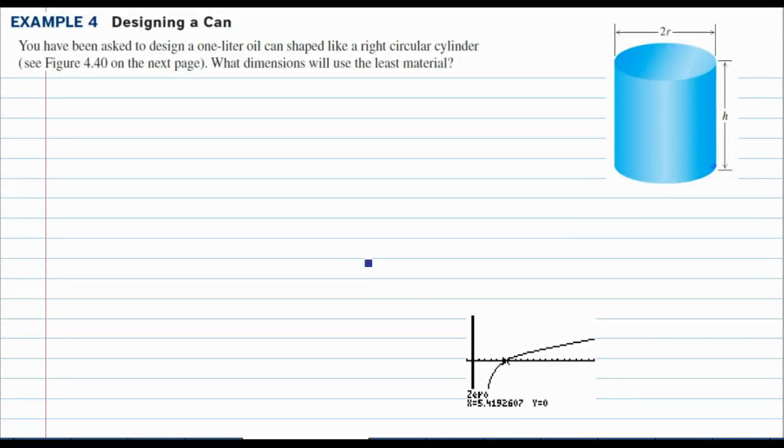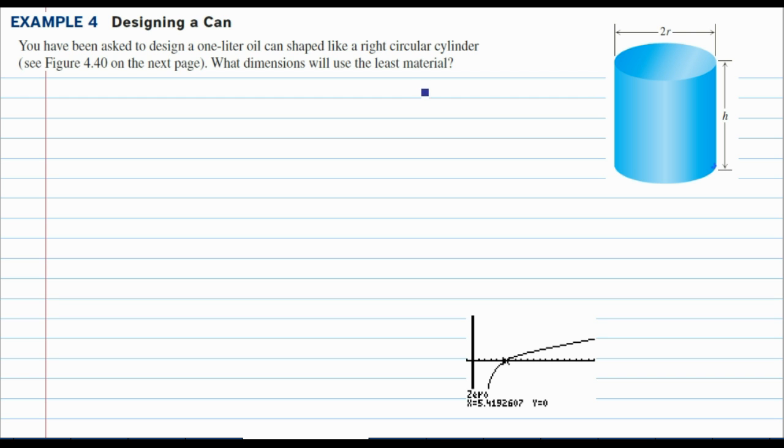This is the screencast for section 4.4, example 4. Designing a can. We've also designed cans in pre-calculus and found some minimum surface area, maybe, or maximum surface area, sometimes volume. In this case, you have been asked to design a 1 liter oil can shaped like a right circular cylinder. See the figure. What dimensions will use the least material?